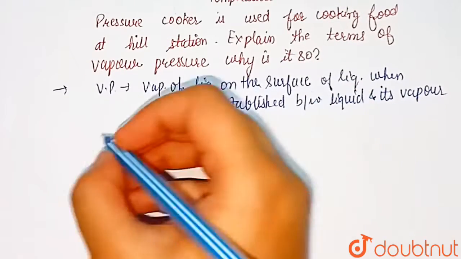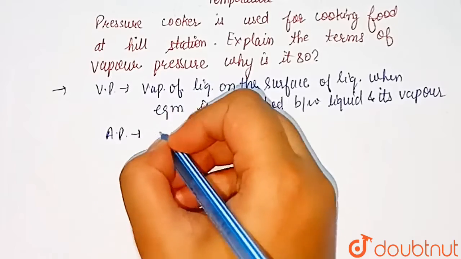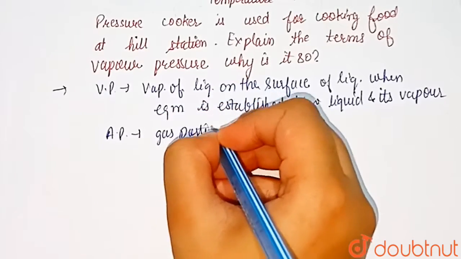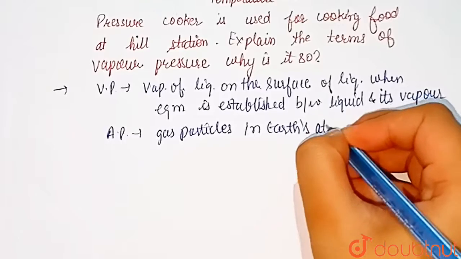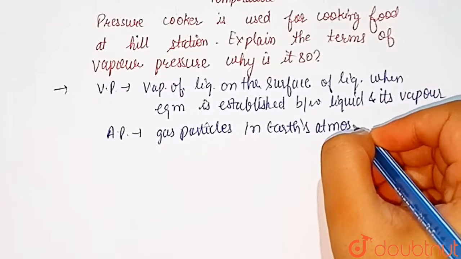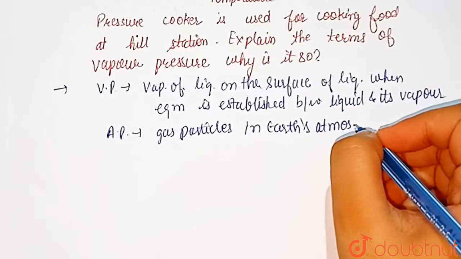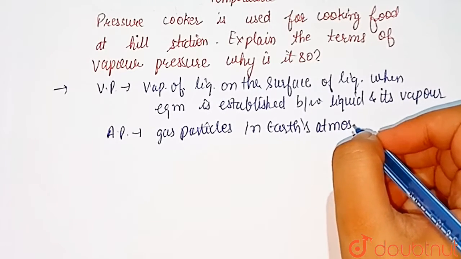Atmospheric pressure is the pressure exerted by gas particles in Earth's atmosphere, as those particles collide with objects. Okay, this is atmospheric pressure.